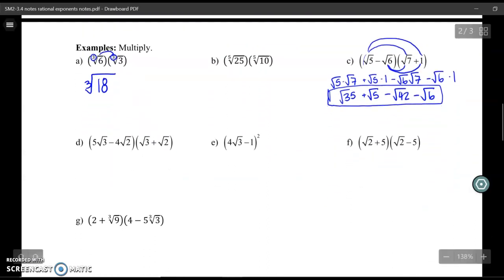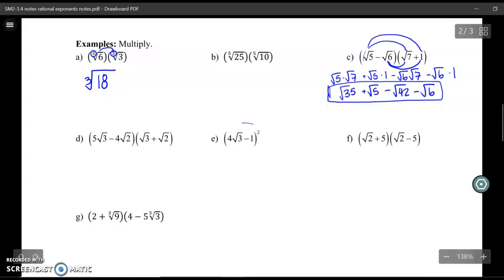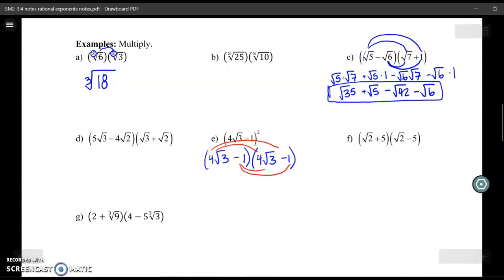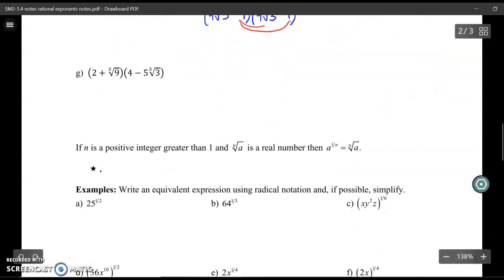Okay. One word of caution is when you see problems like you see in E, it's really tempting just to take this squared and distribute the squared into both of the terms. You cannot do that, okay? When you see something like E, you have to rewrite this as 4 square roots of 3 minus 1 times 4 square roots of 3 minus 1. And then you can go through and do all your distributing and make sure you multiply everything together. Okay. I'm going to let you guys work through the rest of these examples on your own. Just make sure you're following the steps that we talked about before.